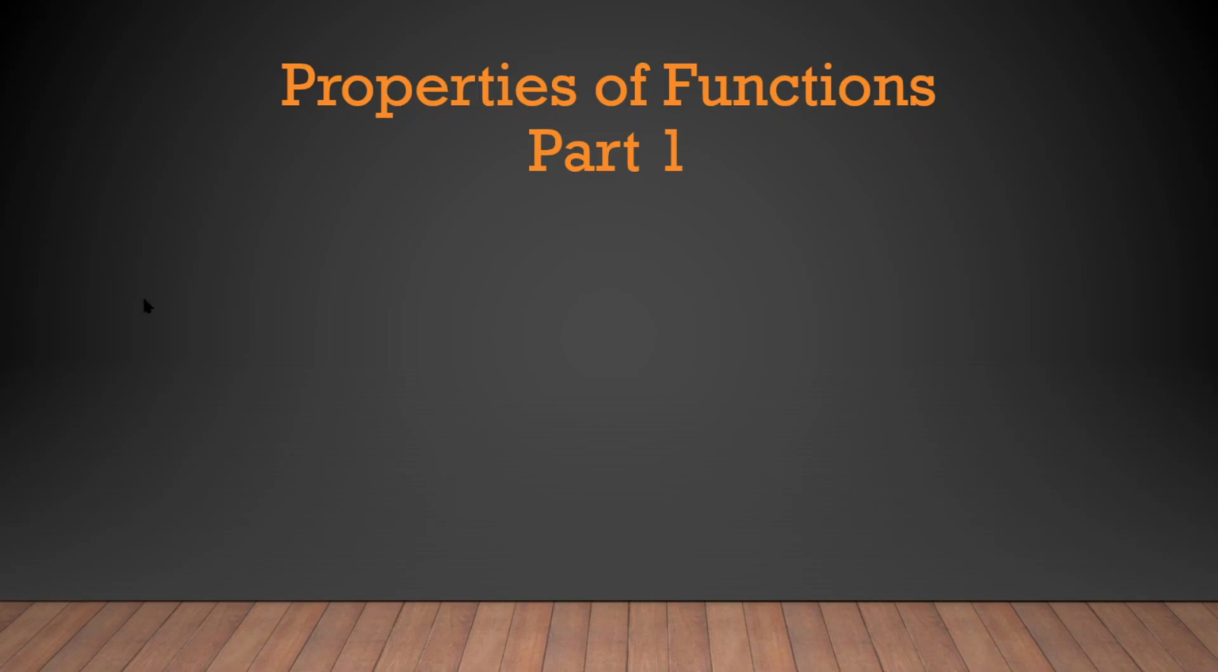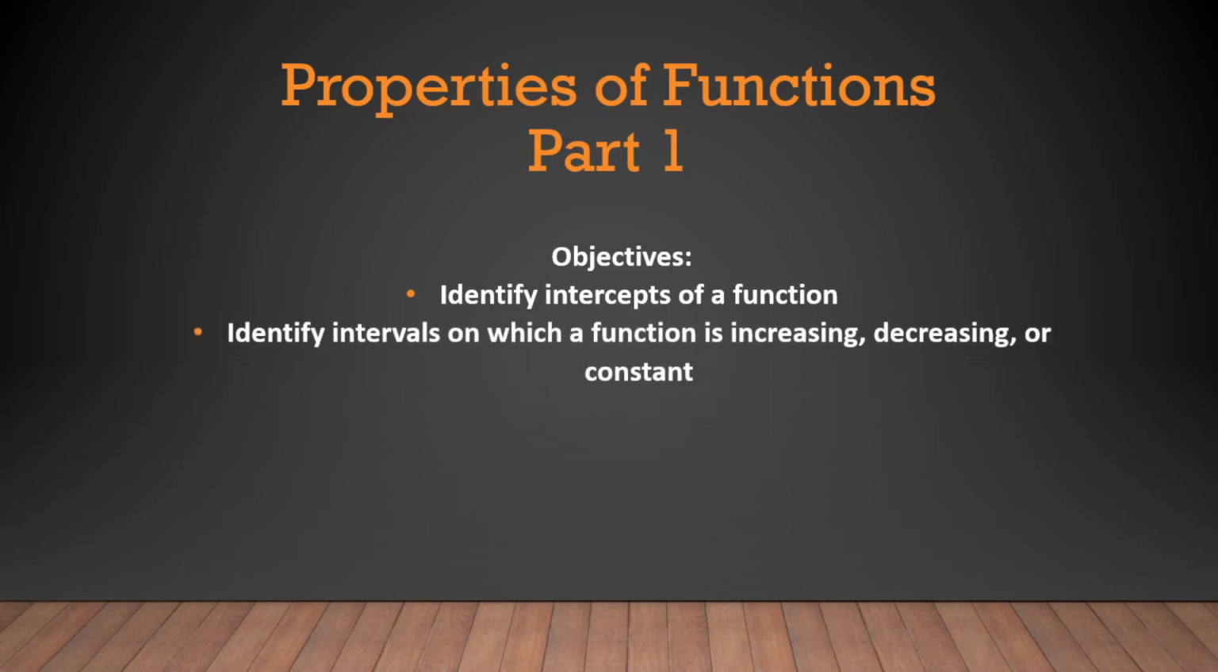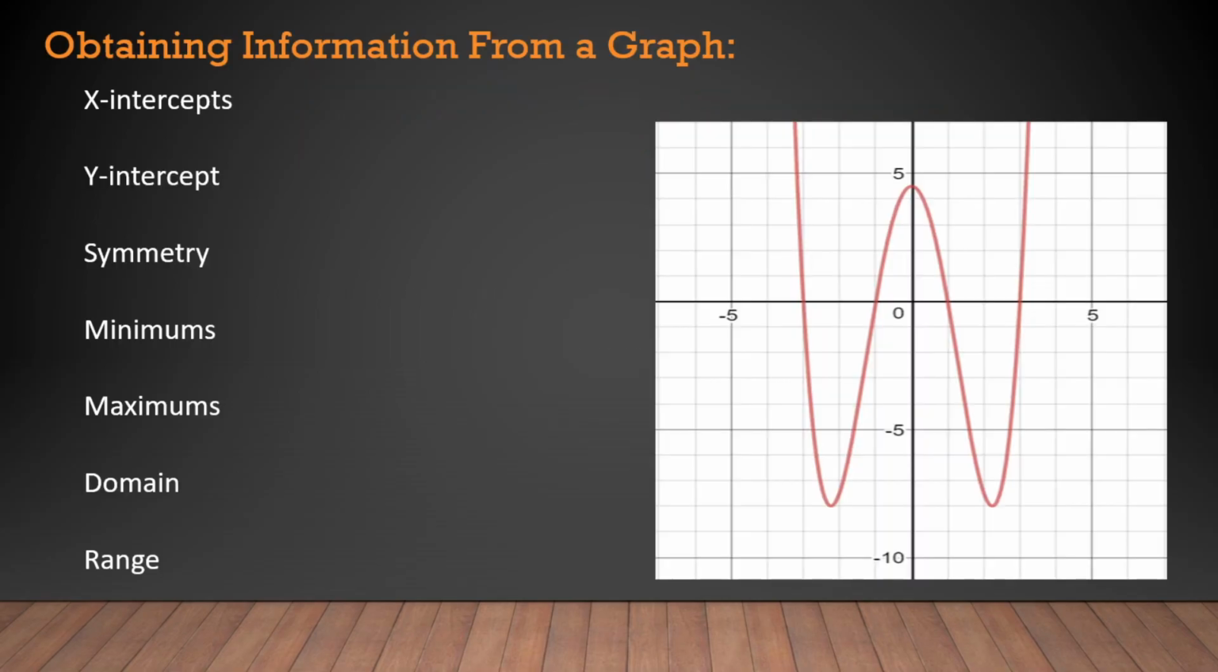Today we're going to be talking about the properties of functions. In particular, we're going to talk about finding the intercepts of a function. So that's kind of a review from last time. And then we're going to talk about when they are increasing and decreasing and constant. And then I'll have part 2 of this video, which will be talking about finding their mins and maxes and the symmetry of functions. But before we really dive into that, let's just take a look at a picture.